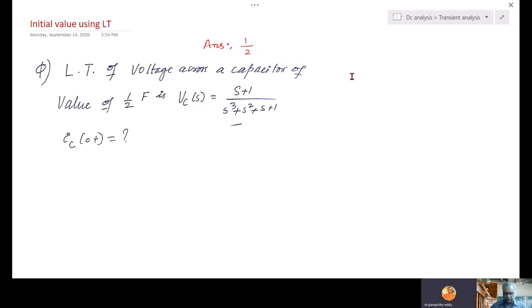Okay, continuation of the transient problems. Last class also we solved some problems. Now this is another problem. Laplace transform of voltage across a capacitor value of 1/3 farad is given by Vc of s equal to so and so. What is IC 0 plus? So how to solve this?